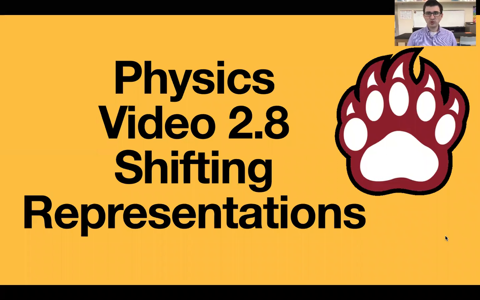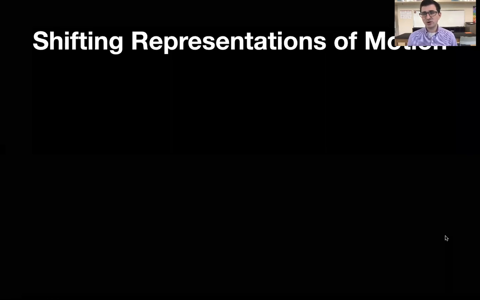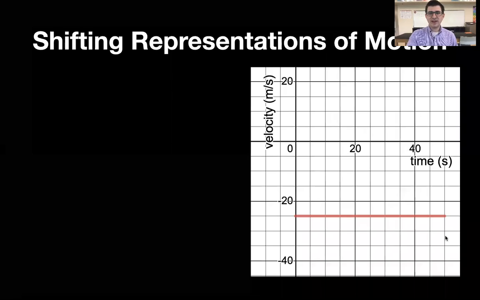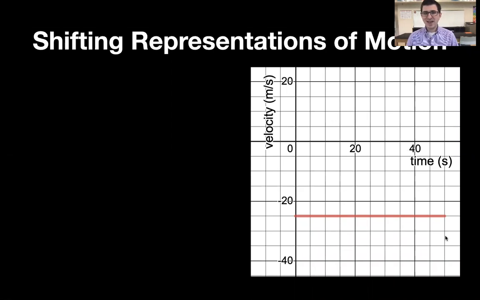Everyone, Mr. Boltri here bringing you video 2.8, in which we're going to be talking about how to shift our representation of motion. So to get us started with that, we're going to do an example. Let's say you were given a velocity versus time graph of an object that's moving and asked to make the position versus time graph.